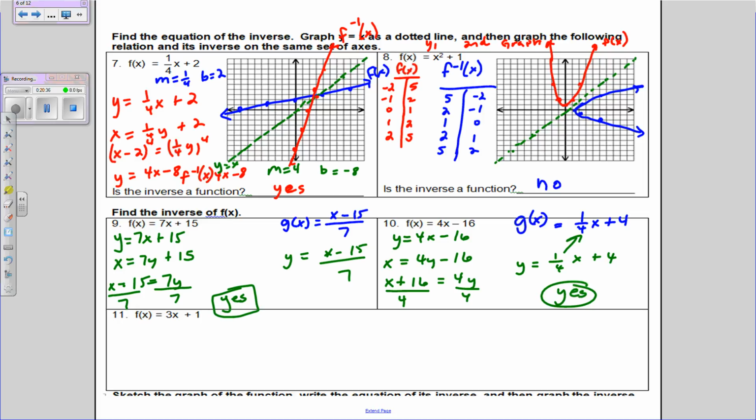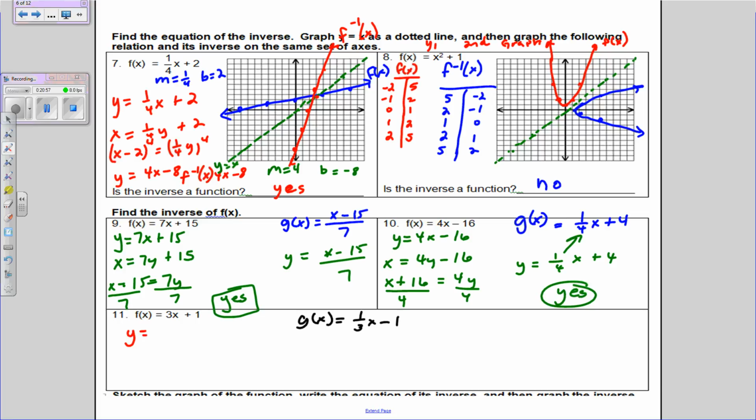Number 11, it has a g of x out there equals 1/3 x minus 1. And we saw this one in the notes. I'm thinking that's a no because it looks too much like inverses, right? And we'll see what happens.